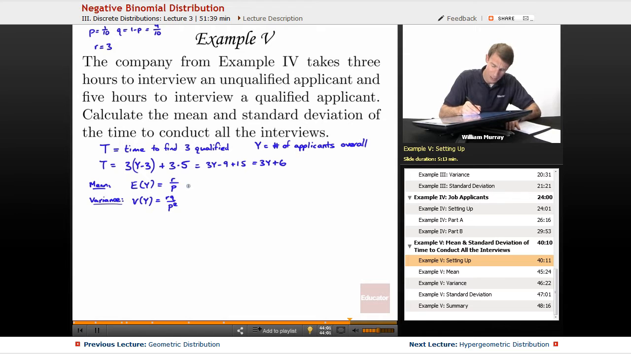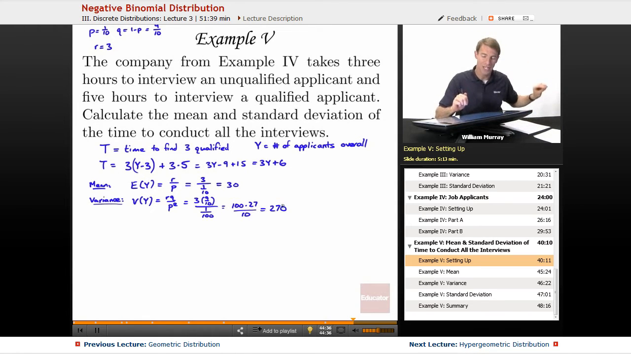So let me go ahead and calculate this mean and variance using those numbers. 3 divided by 1/10 is 3 times 10, so that's 30. R here is 3, Q is 9/10. P squared is 1/10 squared, so 1 over 100. So that's 100 times 27 over 10, doing the flippy-flippy over 100. So that's 10 times 27, that's 270. But that's the variance and the mean of Y, not of T.